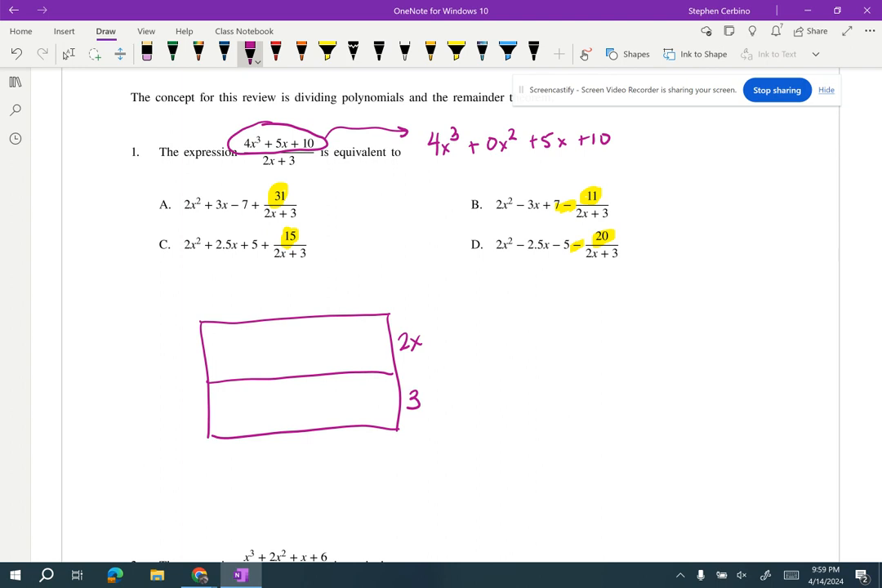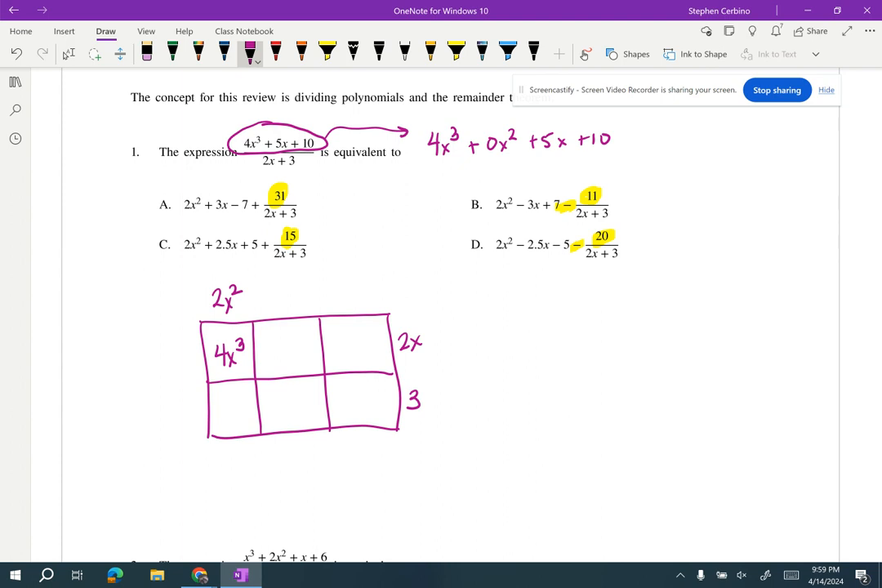So the first thing I'm going to put into my boxes is 4x cubed. So that's going to be my first box. And then we have to think to ourselves, what could I multiply 2x by to make 4x cubed? And that would be 2x squared, which also tells us something. Since this is x squared, I need a column for the x term, and I need a column for the constant term. So I know I have 3 columns. Basically, the number of columns is always one more than this first exponent that we find.